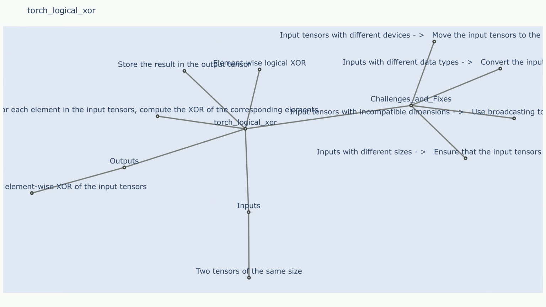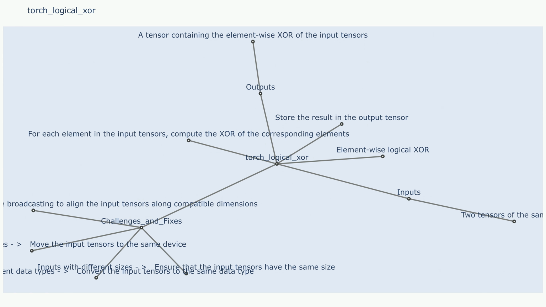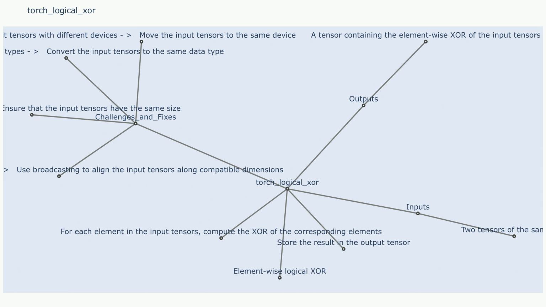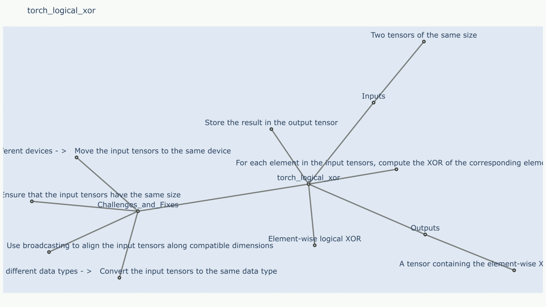Challenge 3: input tensors with different devices. Sample use case that resulted in challenge 3. Input 1: torch.tensor([True, False, True]).to('cuda'). Input 2: torch.tensor([True, False, True]). Fixes to challenge 3: ensure that the input tensors are on the same device. Use torch.device to move the input tensors to the same device if they are not already.